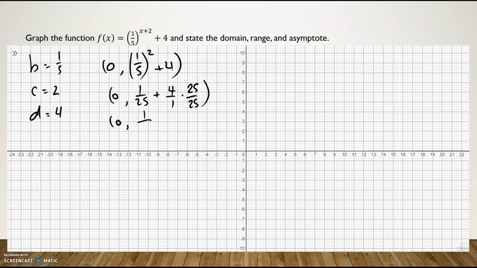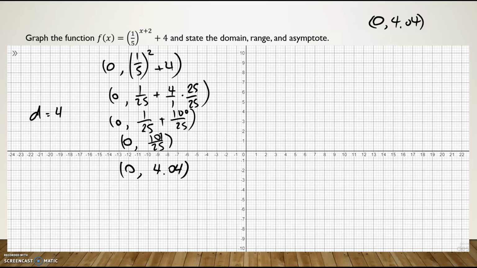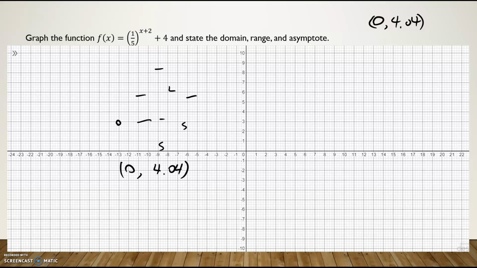So we've got 1/25 plus 100/25. So we get (0, 101/25). Okay, so I grabbed my calculator, and that's about 4.04, the 101/25. So we'll put that over here, one of our key points, and then we'll look at the parent function key point and see how that changed.